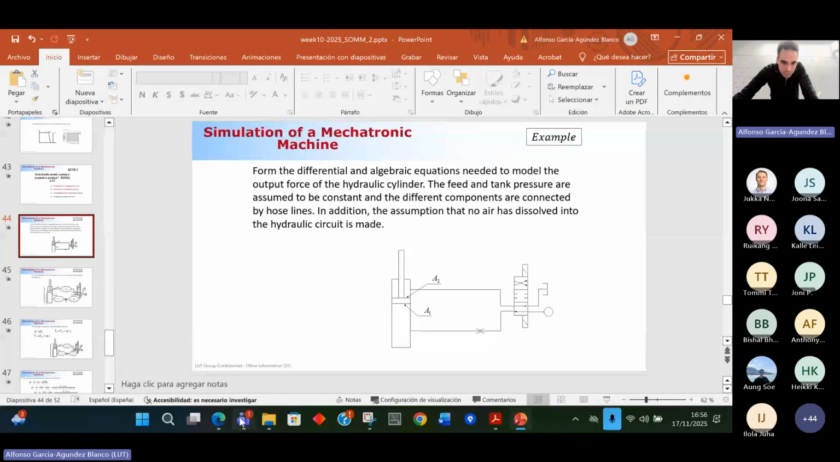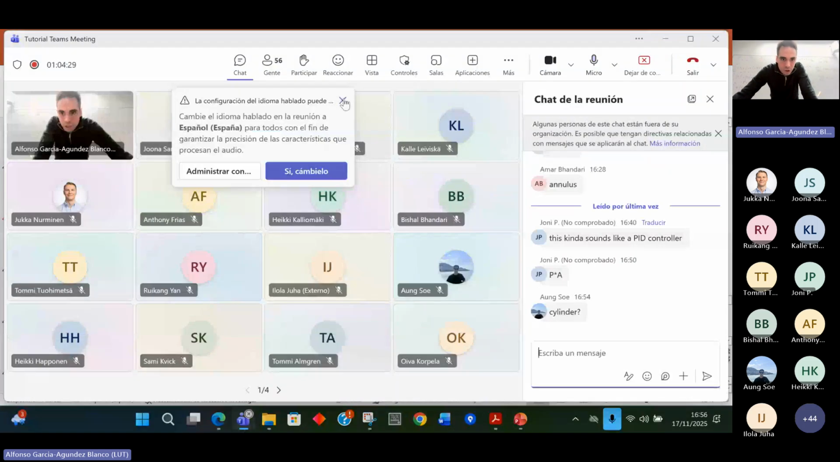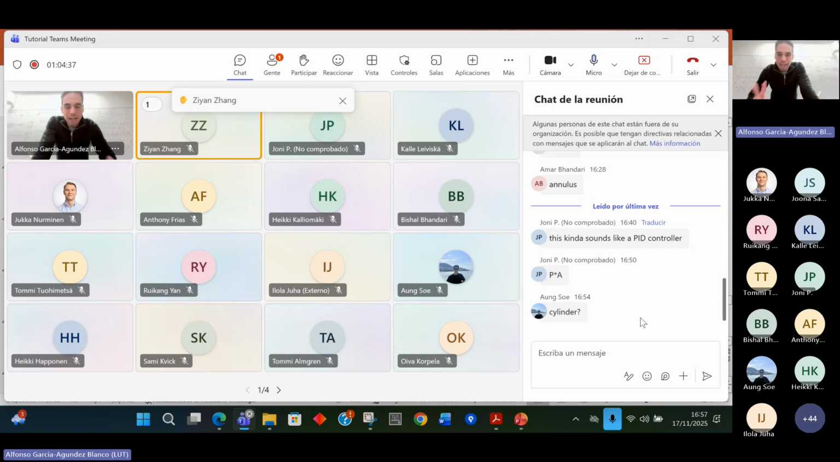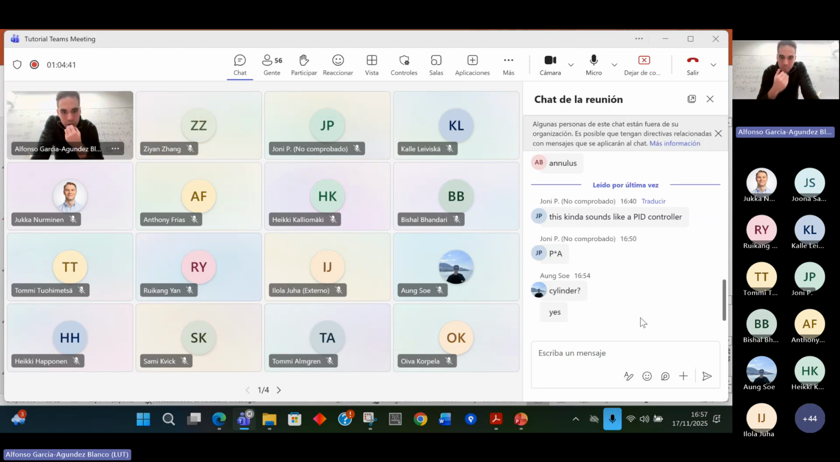For the students online, any question about the choice of the control volumes? Clear? We have a comment from Aung about the cylinder. Did you understand that in the cylinder we have two different control volumes? Perfect. One in the piston side and the other one in the piston rod side. Okay? Perfect. Thank you. So everything clear?